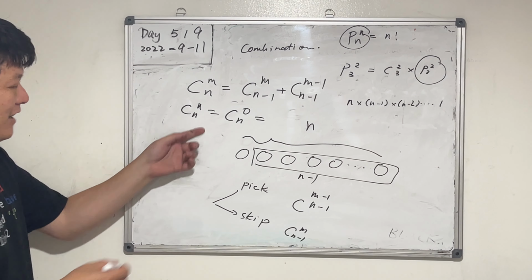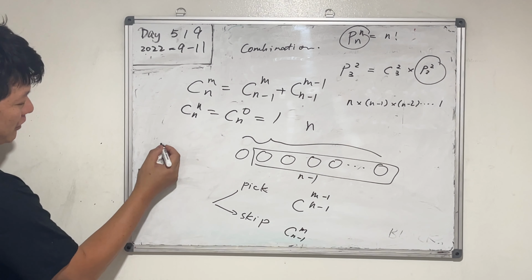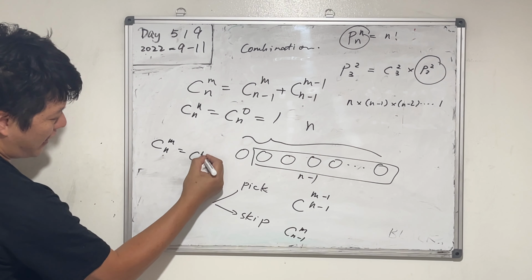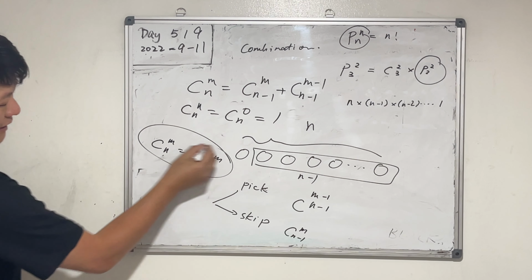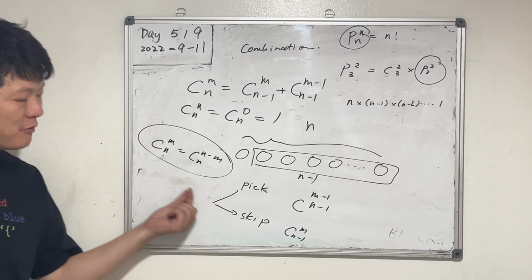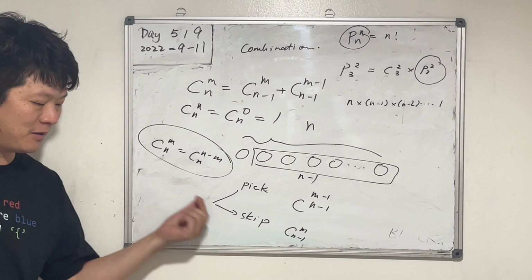Okay, we talk about that. Cnm equals Cn(n-m), right? Picking 2 apples is the same as picking 1 apple. Picking 1 apple is the same as picking 2 apples.